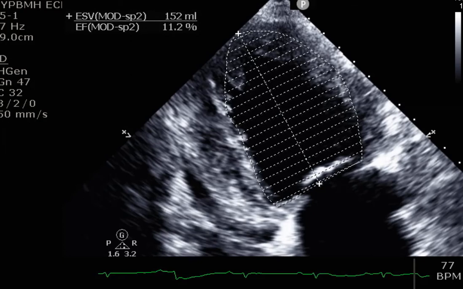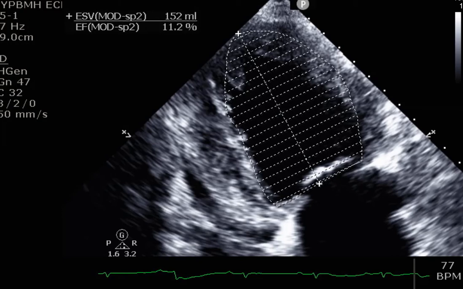So this is called the biplane method of discs, which, if you remember from calculus, separates the ventricle into tiny slices and adds all the different slices together to get a full volume of the heart. This is Simpson's biplane method of discs, which is a preferred way. So in any case, our EF is very low.